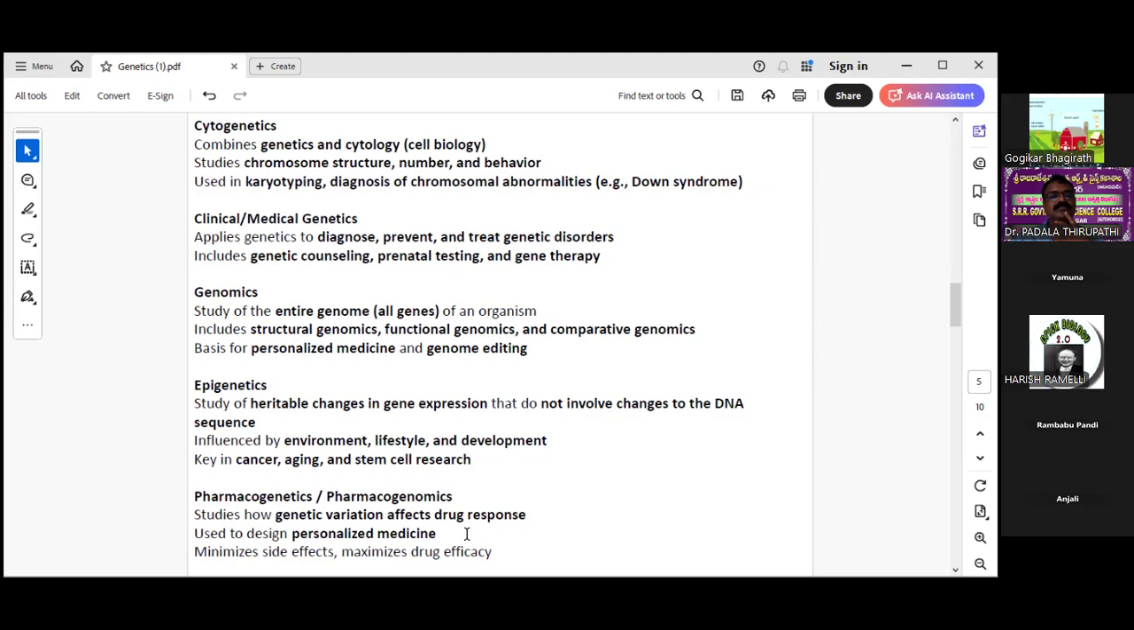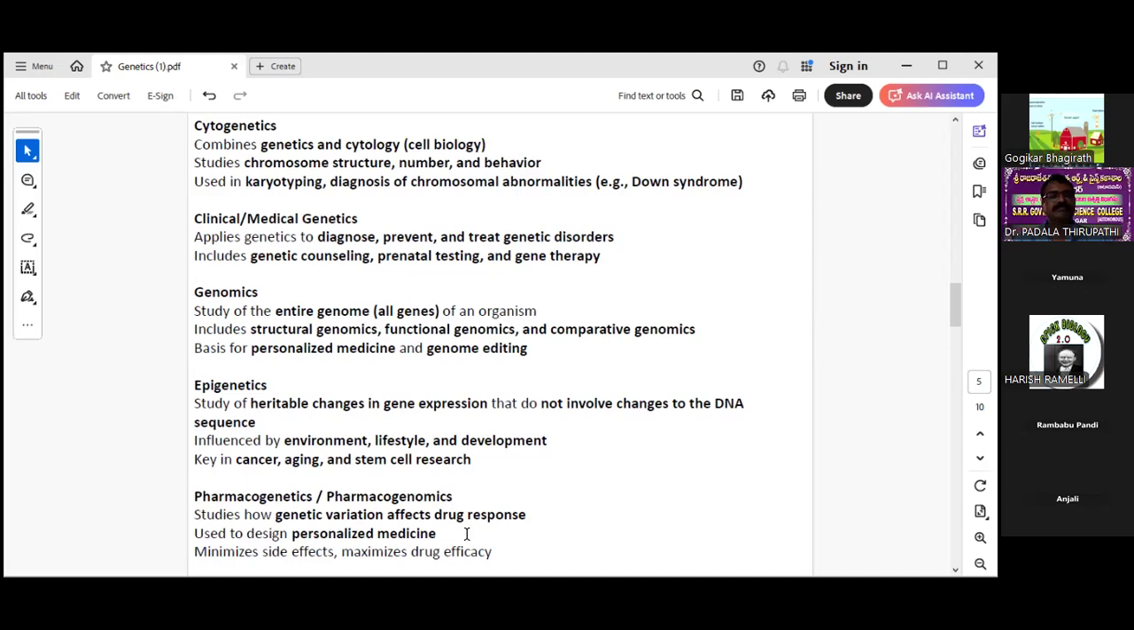It is applied genetics completely to diagnose, prevent, and treat the genetic disorders. It includes genetic counseling, parental testing, and gene therapy. You know very well, genetic disorders are there so many. How these disorders are prevented, and how we replace the correct gene in the place of the mutant gene.